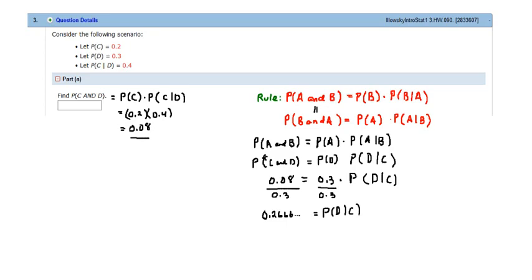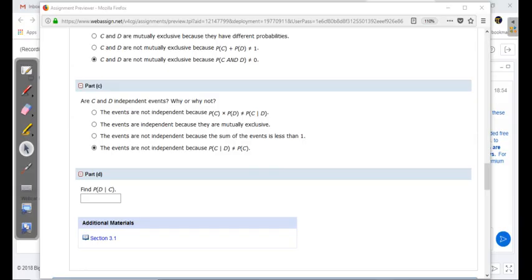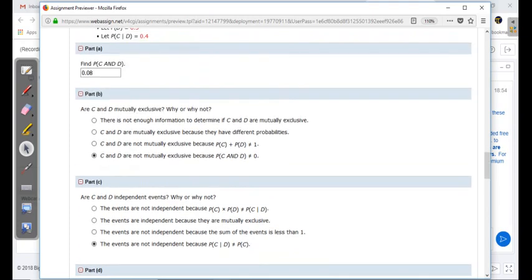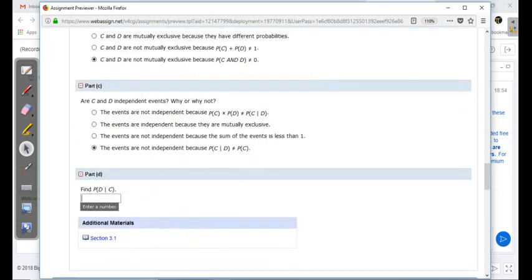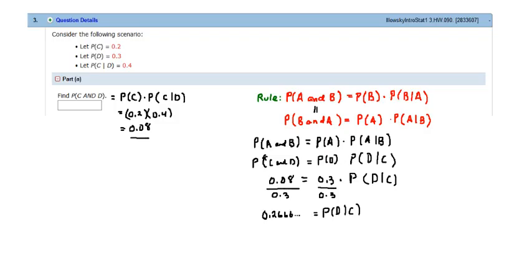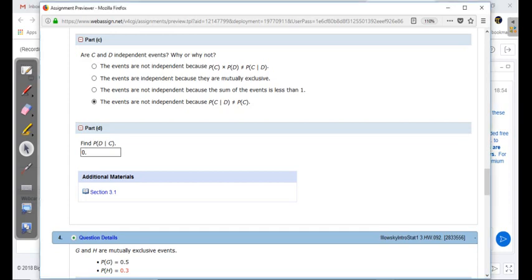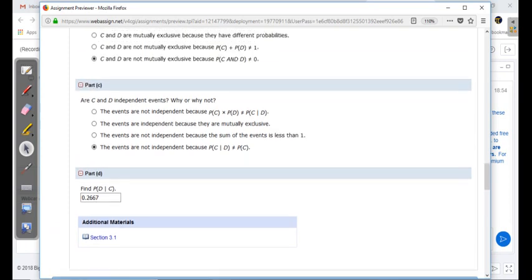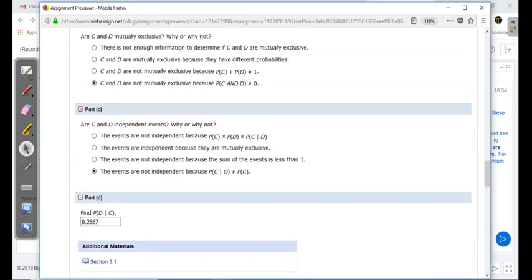And if we go to WebAssign, it says, let's give that number. We're going to enter that number. It doesn't tell us how we want to do it, but we could enter our number here as 0.2666667 repeating. So 0.2667, we'll round there. Well, there it is. That's our answers right there for problem number 3.